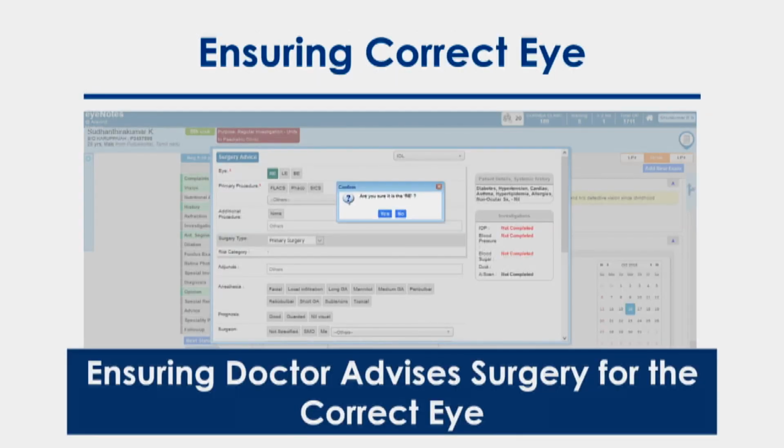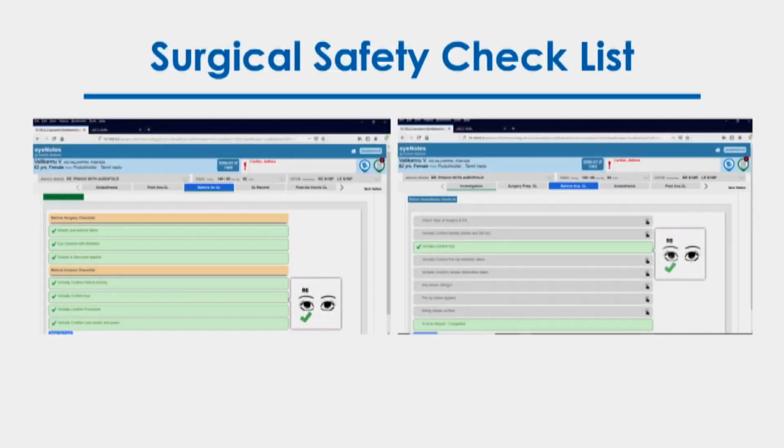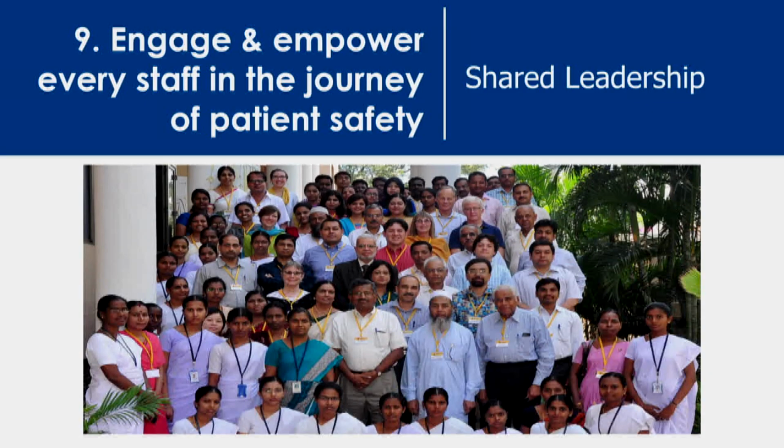And again, a doctor saying right eye, entering left eye is common. At least one person will do it at least 1 or 2 times in a year. So now it will ask whether you advise the right eye. So he has to say yes, only then it will move on to the next. And again, as Dr. Sivakumar said, as they scan, the IOL has to match with the advice. So the design has to match, the power has to match. Only then the person will be able to dispense it in the stores. And again, the surgical safety checklist.